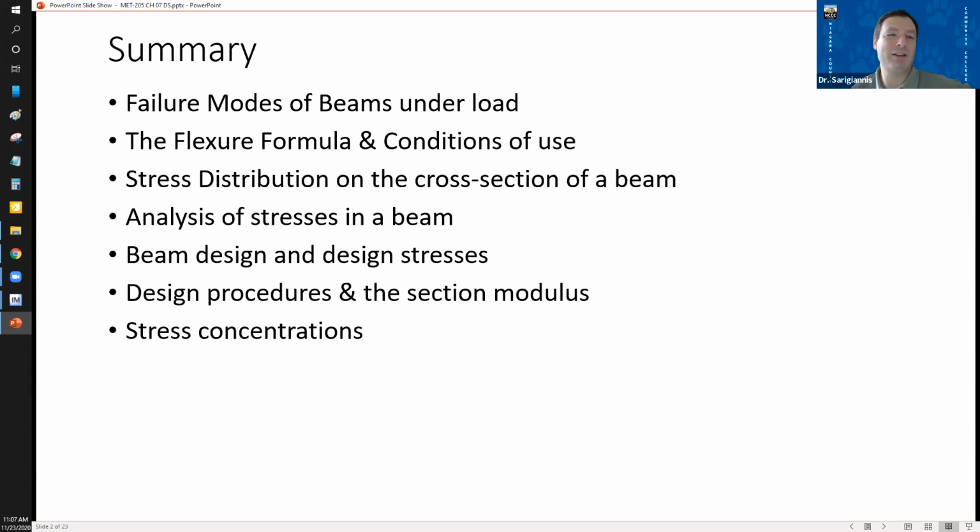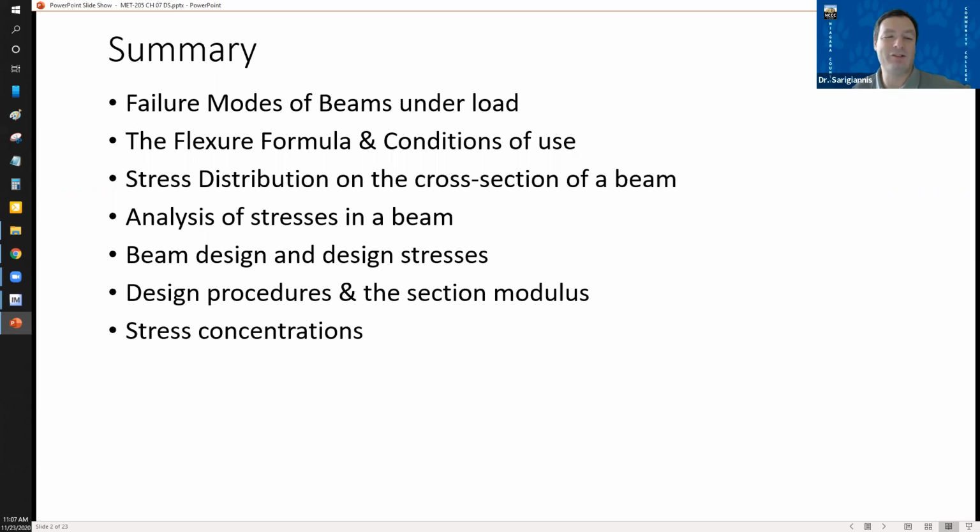Failure modes. Oh yeah, we'll talk a little bit about failure modes. It's kind of neat. We're talking about the flexure formula and how you use it, what the stress distribution looks like in beams. And then we'll talk about beam design and analysis of stresses and how to use that for beam design, and then some of the design procedures.